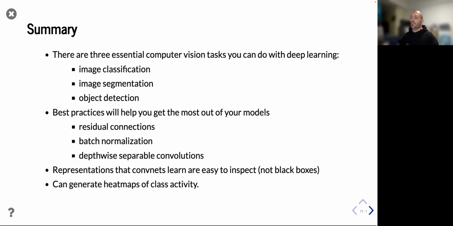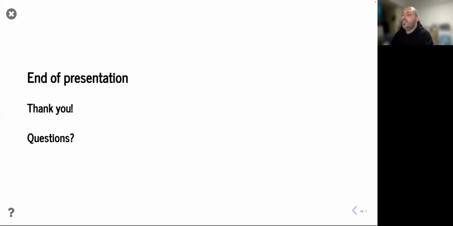Representations that ConvNets learn are easy to inspect. We usually say that deep learning models are black boxes. They are not entirely black boxes. There are techniques like the one that we described that show you what's going on inside. And one of them was to generate the heat maps of the class activity. Again, very useful. That would be all for this presentation.